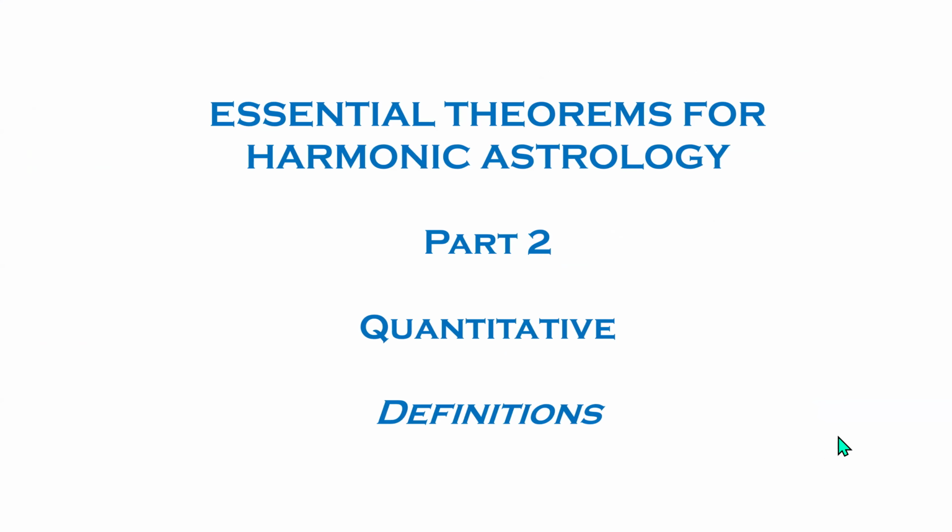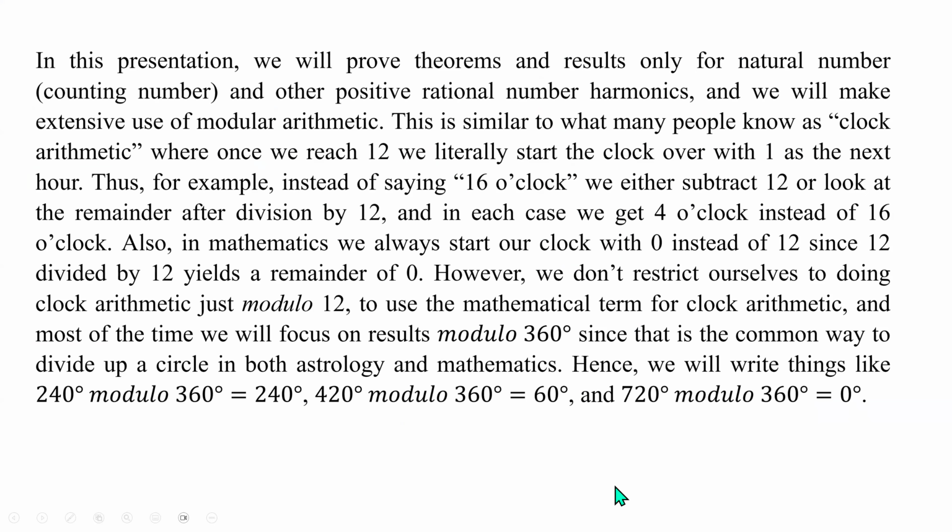Okay, and we're ready. So, essential theorems for harmonic astrology, part 2, quantitative definitions. In this presentation, the entire presentation, not just this video, we will prove theorems and results only for natural number or counting number and other positive rational number harmonics, and we will make extensive use of modular arithmetic.